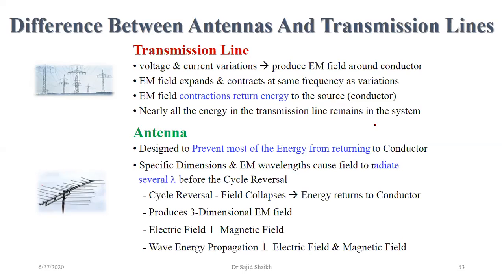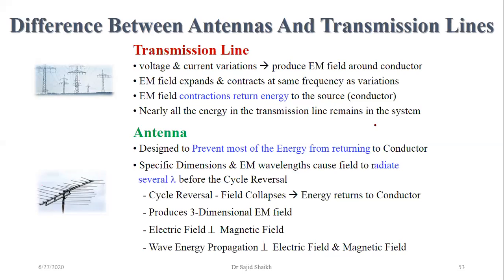In an antenna, the end part of the conductor is open, through which we can generate the electromagnetic waves. In the next slide we will see how this electromagnetic wave is generated with the help of open wires. So that is the basic difference.